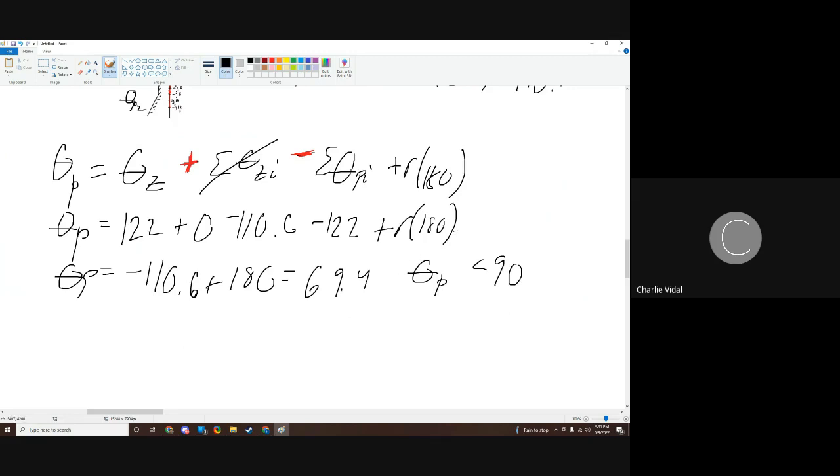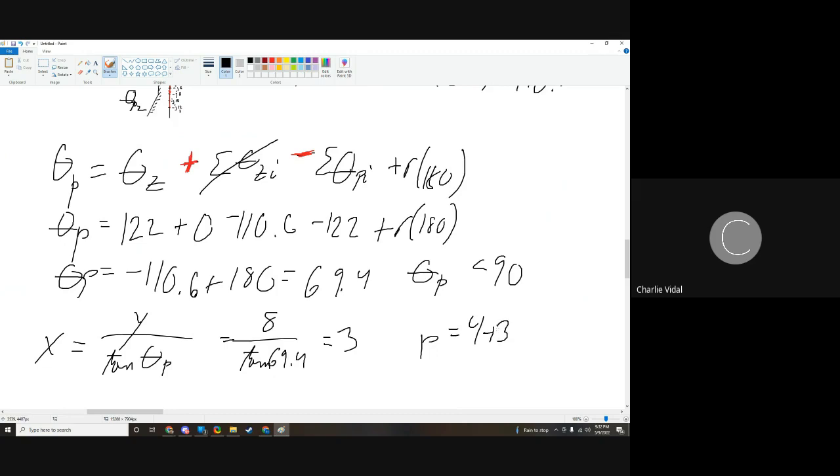To find x, we do x is equal to y over tangent theta p, which is equal to 8 over tangent of 69.4, equal to 3. P is equal to 4 plus 3, which is equal to 7.